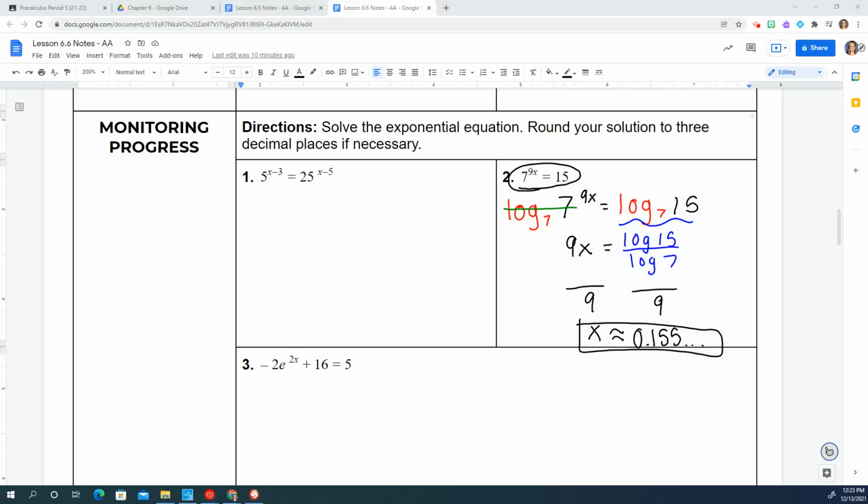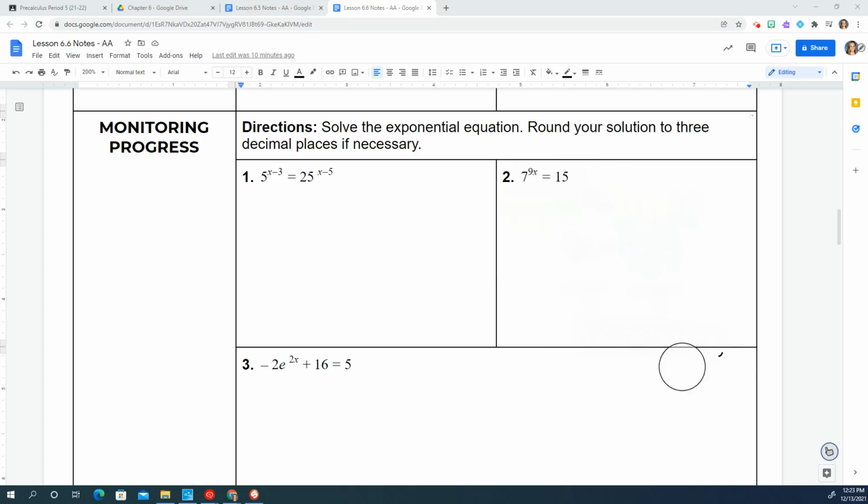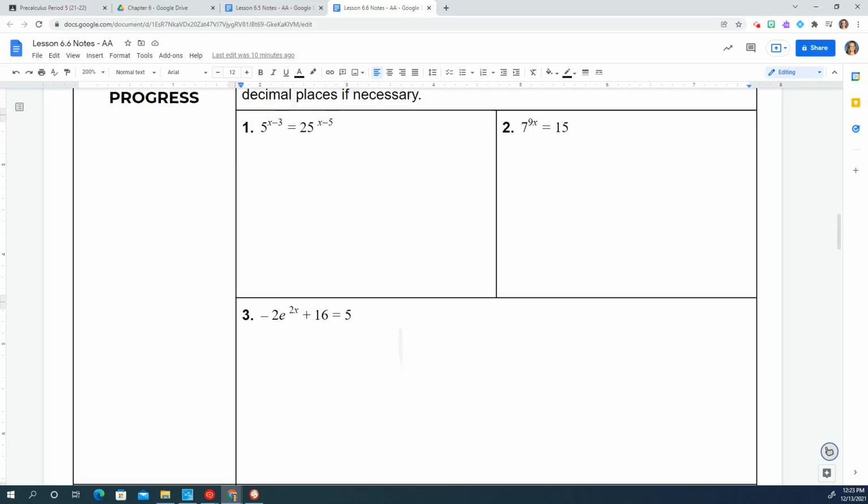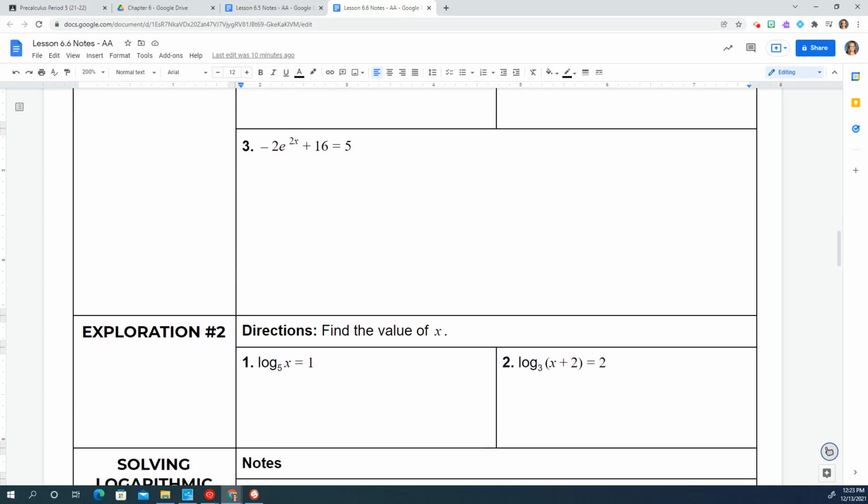We can do the one on the clef together after this. Okay, one more with e. So here, subtract 16, that'd give us negative 11. Divide by negative 2 first. Gives me 11 halves. Okay, what would I do next?